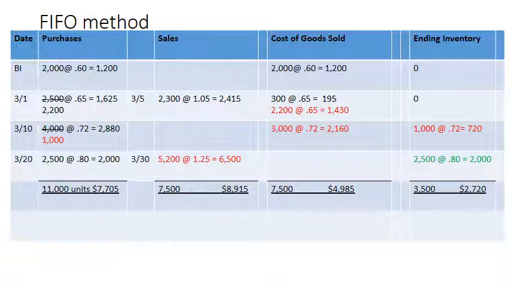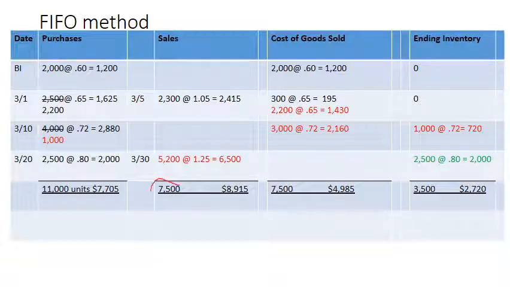So on the next page, what I've done is these units remaining that we paid 72 cents, that gets carried over to ending inventory. And these ones that were acquired on March 20th, all of those units are still sitting in inventory. So those all get carried over here into ending inventory. So what we want to do is add these up.